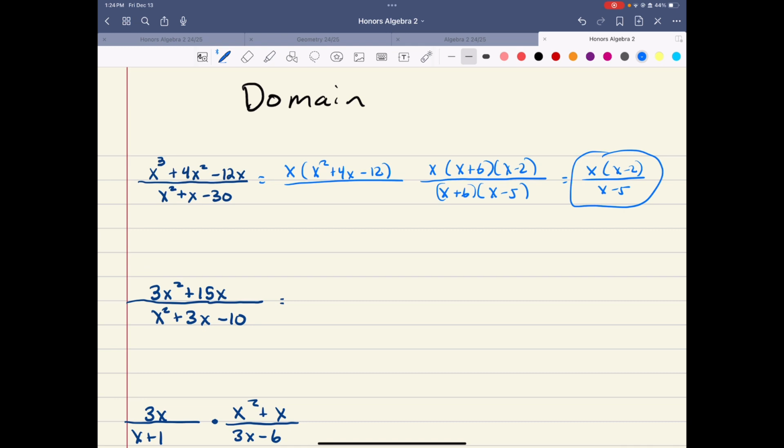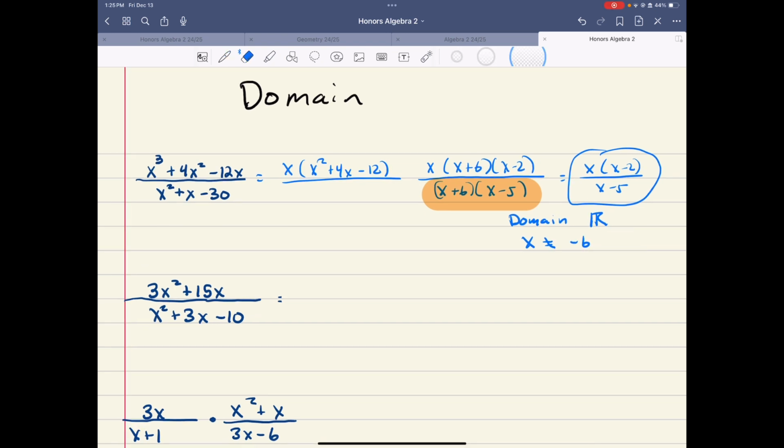Now we have to talk about the domain. Remember, we talked about domain the other day when I gave the definition. So the domain is going to be all reals except for our excluded values. And remember, we get our excluded values from the factored form of the original. So our domain is going to be all reals except for x cannot equal -6 or -5, not and.